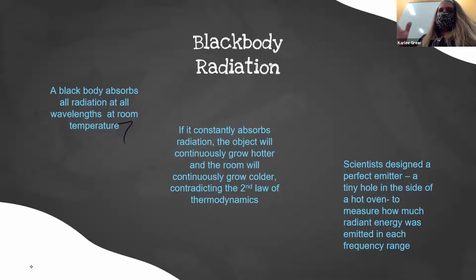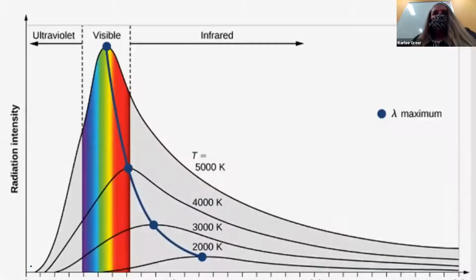They took a really hot oven, punched a hole in the side of it, and as those waves would try to escape, because the oven's really hot, right, the hot waves want to get on the outside where it's cool so they can reach equilibrium that way. They would keep bouncing off of it because the hole was too small. And so they could use that to measure how much radiant energy was emitted in each frequency stage.